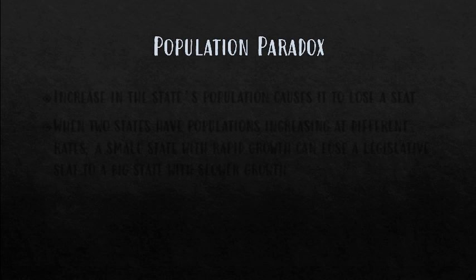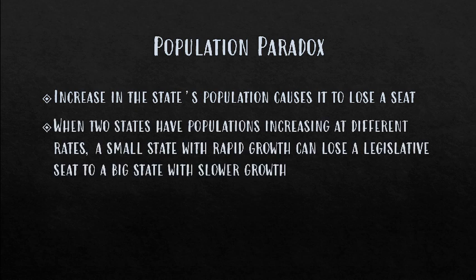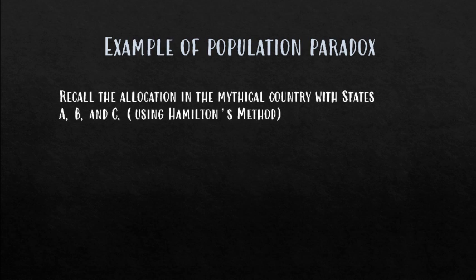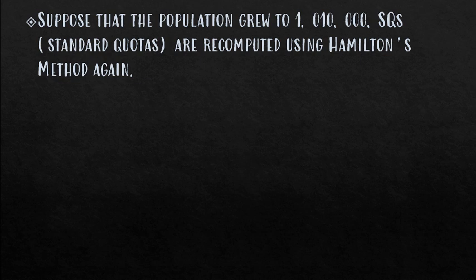First is the population paradox. It states that an increase in a state's population can cause it to lose a seat. When two states have populations increasing at different rates, a small state with rapid growth can lose a legislative seat to a big state with slower growth. For example, recall the allocation in the mythical country with states A, B, and C using Hamilton's method. Now suppose that the population grew to 1,010,000. Standard quotas are recomputed using Hamilton's method again.